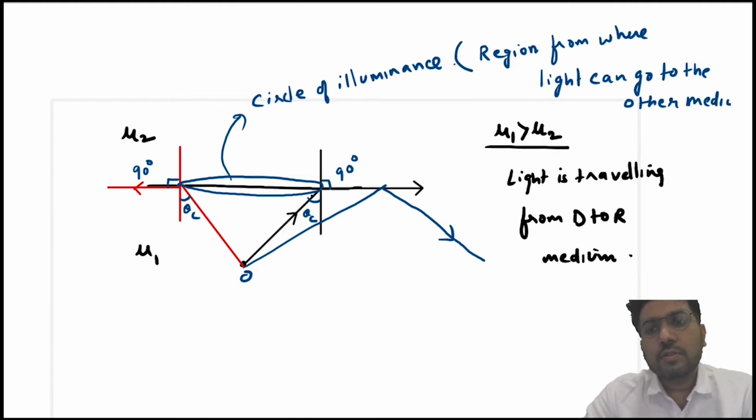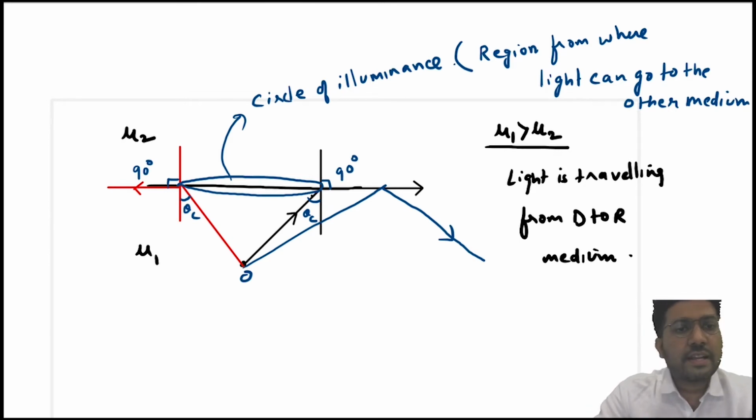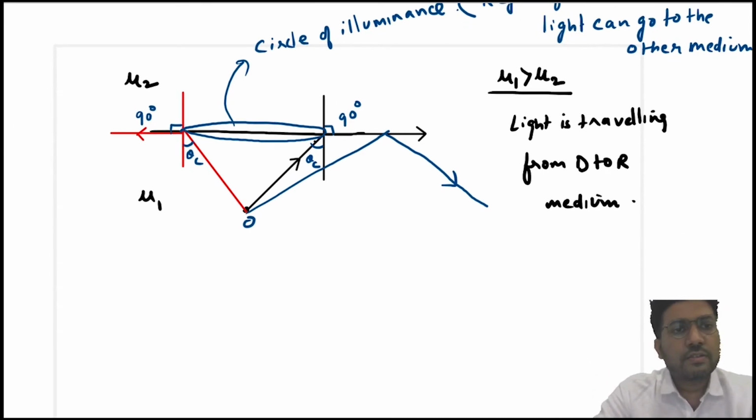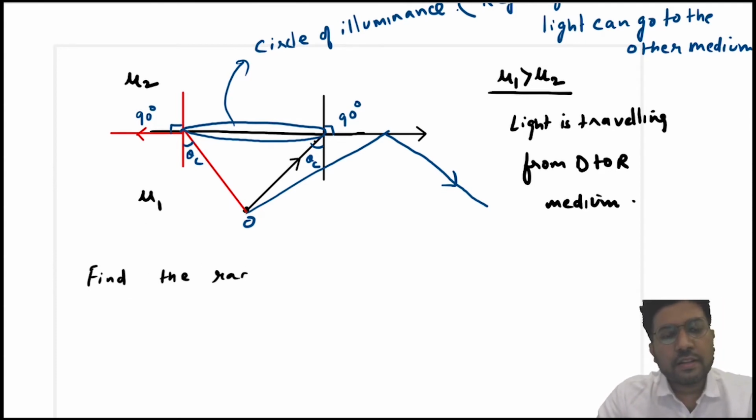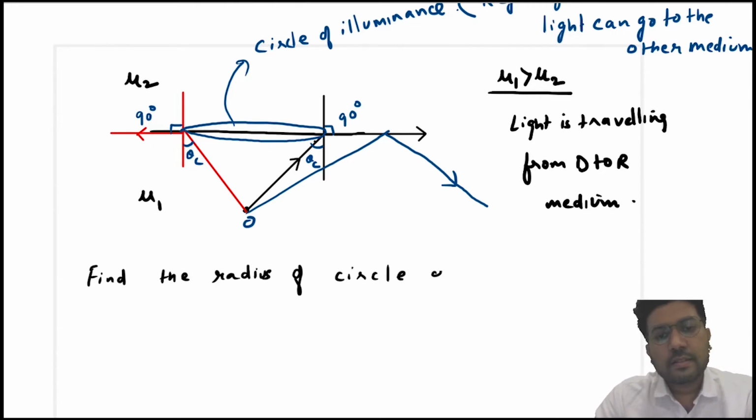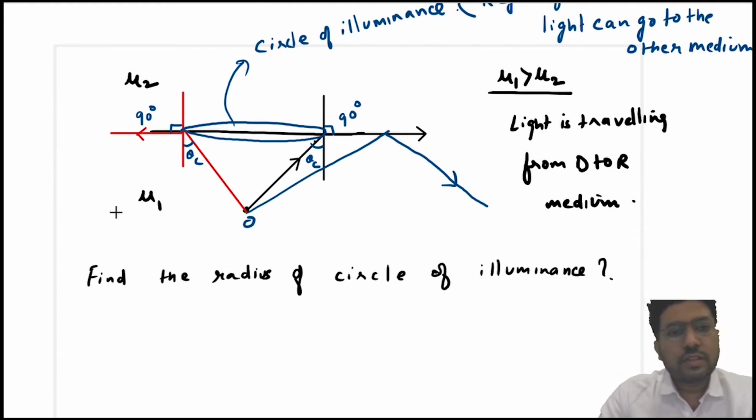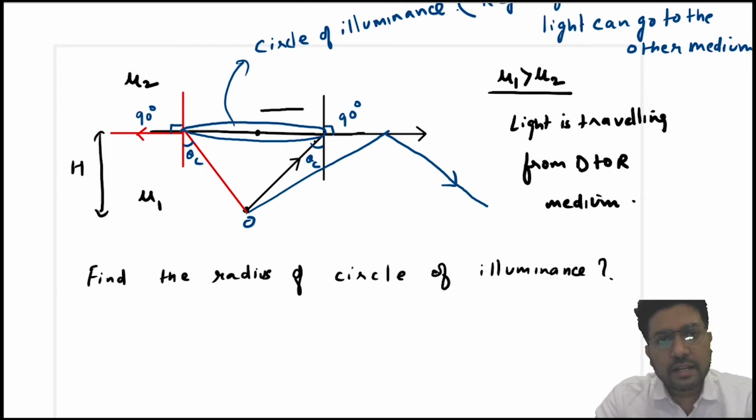Okay, so now we need to find the radius of the circle of illuminance, right? So suppose this height is h, that means the object is at a depth h from the interface. Okay, and this is the radius of the circle of illuminance.